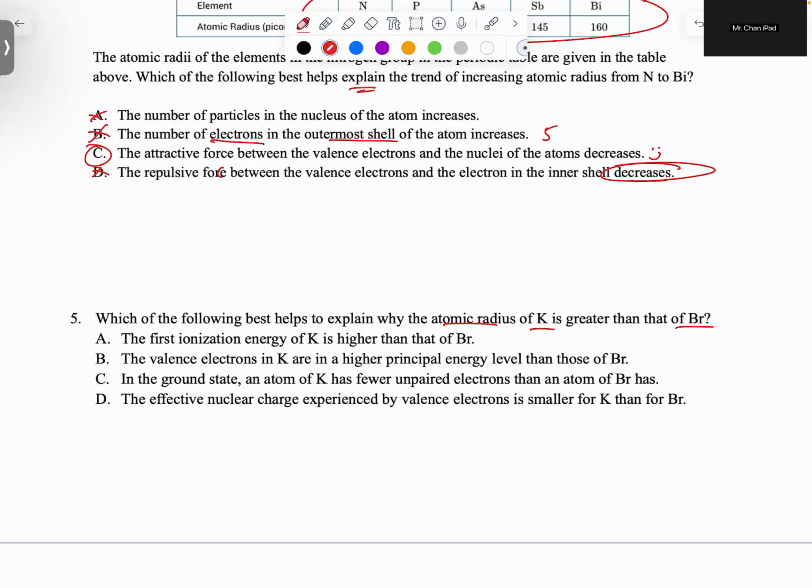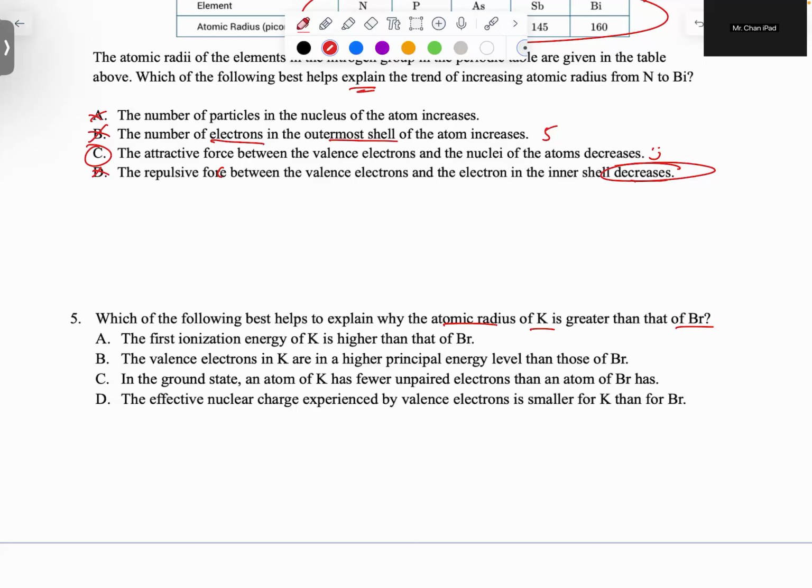As we go from left to right, in the same period, what changes? The number of what? Electrons, yes, increases. Protons also increase, but it's really the protons. Because they have the same number of electron shells, but we've got more protons, and therefore we have more effective nuclear charge on the right-hand side.